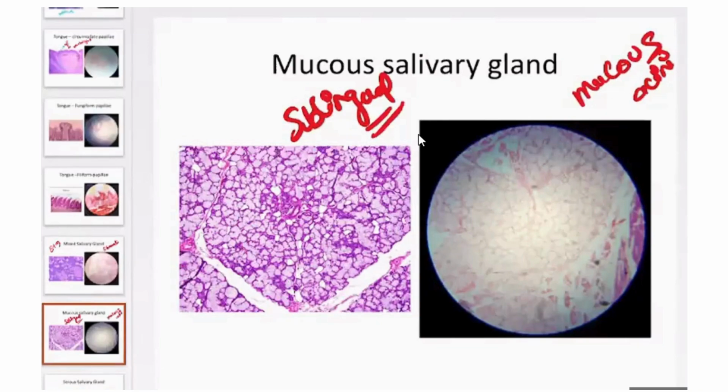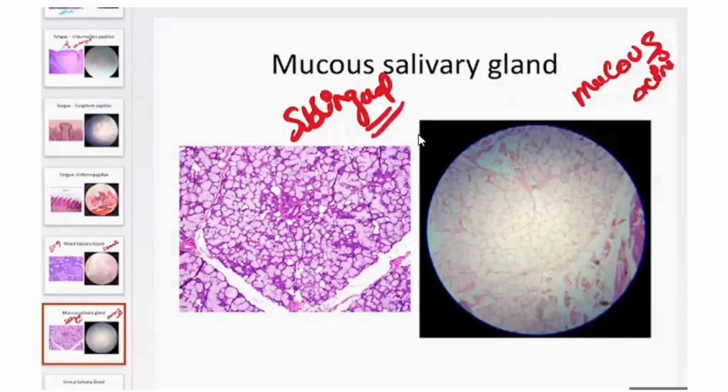Larger lumen, flattened cells, flattened nucleus on the periphery, it is mucus acini. Rounded nucleus in the center, pyramidal cells, smaller lumen, it is serous acini. Serous salivary gland: parotid gland. Mucous salivary gland: sublingual salivary gland. Mixed salivary gland: submandibular.